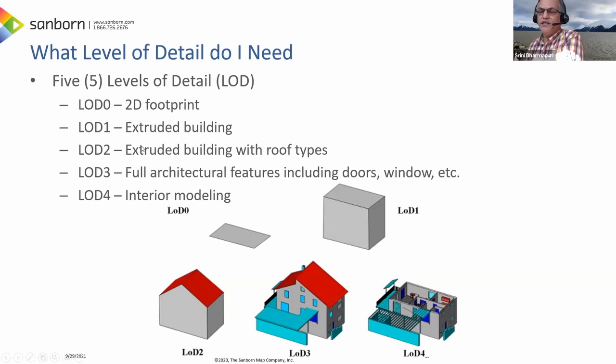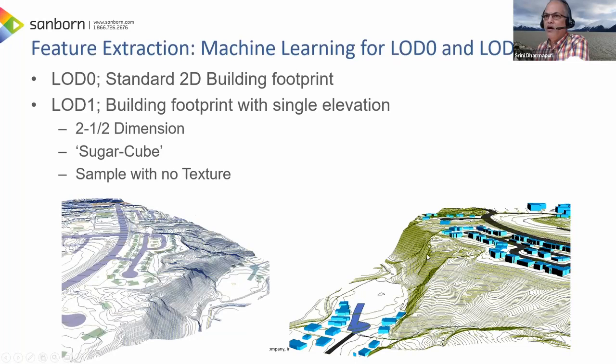We will go deeper as we progress further, but just to show you, the figures show you starting from LOD 0, which is primarily 2D. There is no elevation attached. LOD 4 has all the information, including both the exterior as well as the interior. So here we start from LOD 0. As I said, it's a standard 2D building footprint. There is no elevation attached.